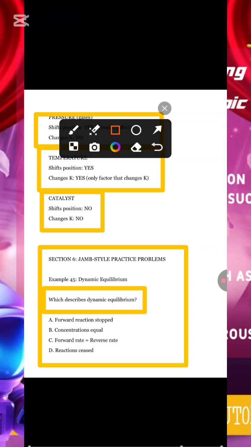And option C says forward rate equals reverse rate. That's correct. The forward reaction must proceed at the same speed as the backward reaction for us to say that the reaction is at equilibrium. And option D says that the reaction ceases. No, if the reaction ceases, what is the point of even calling it a reaction? So for a system to be at equilibrium, the reaction must continue.